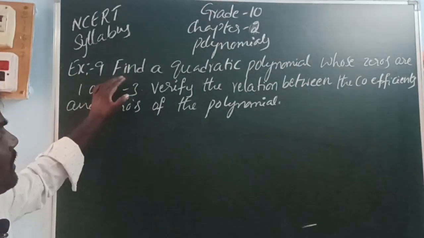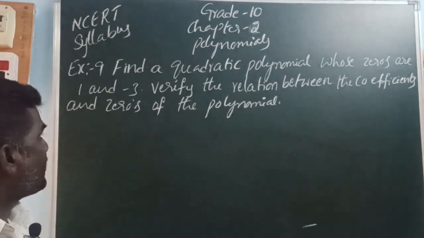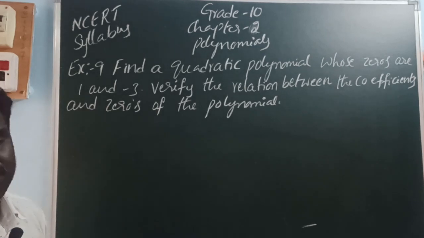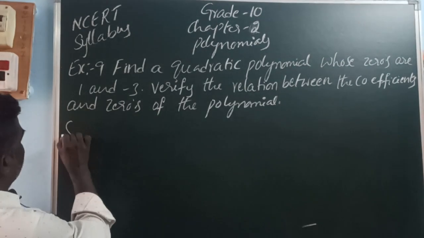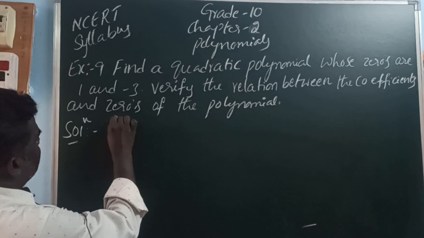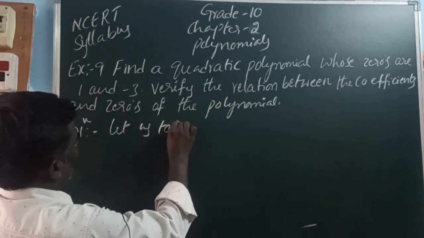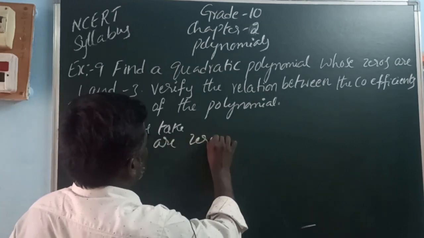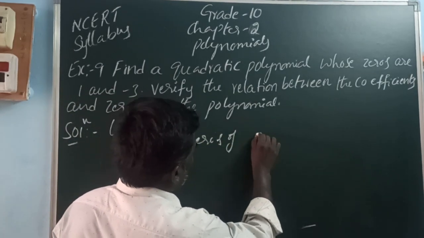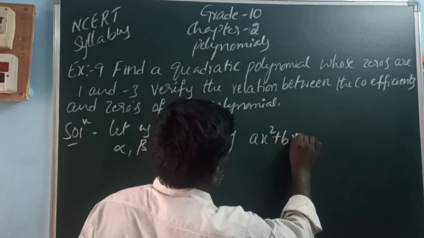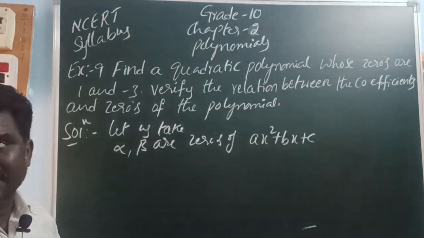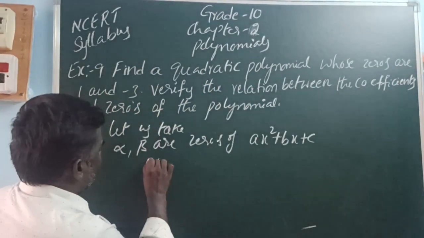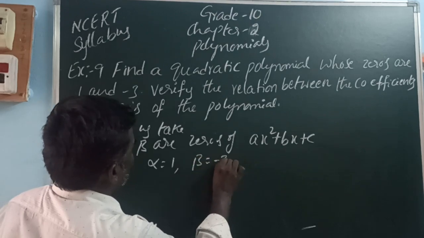Now, example 9. Find a quadratic polynomial whose zeros are 1 and minus 3. Verify the relationship between the coefficients and zeros of the polynomial. Here, let us take alpha, beta as zeros of the quadratic polynomial ax square plus bx plus c. In the problem they have given that the zeros are 1 and minus 3, that is, alpha is equal to 1, beta is equal to minus 3.